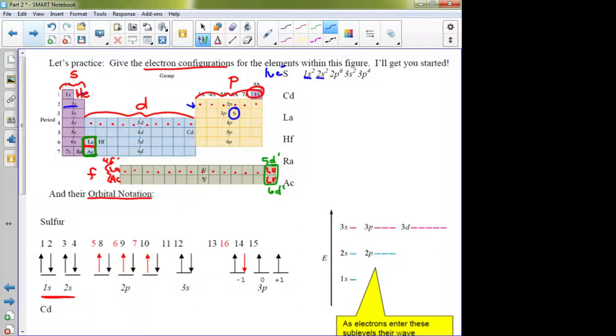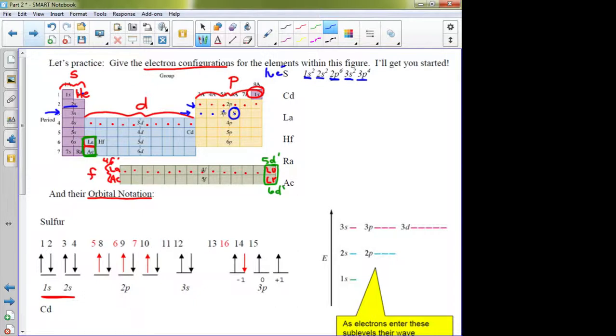What comes next? 2p, 2p6. Okay. Then I've got to come back over. What comes next? 3s, 3s2. Then I go across. 3p, 1, 2, 3, 4. So then I go 3p, 1, 2, 3, 4. Do we see that? So 3p4.